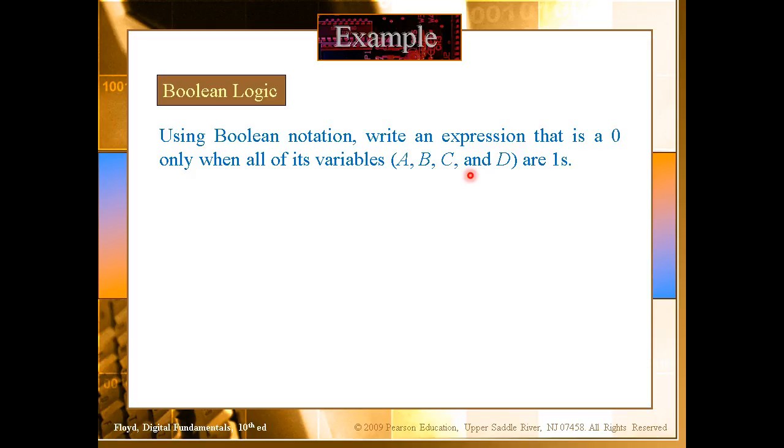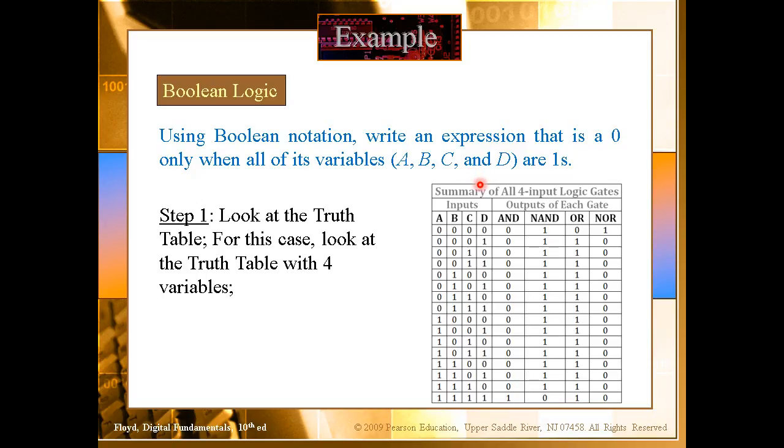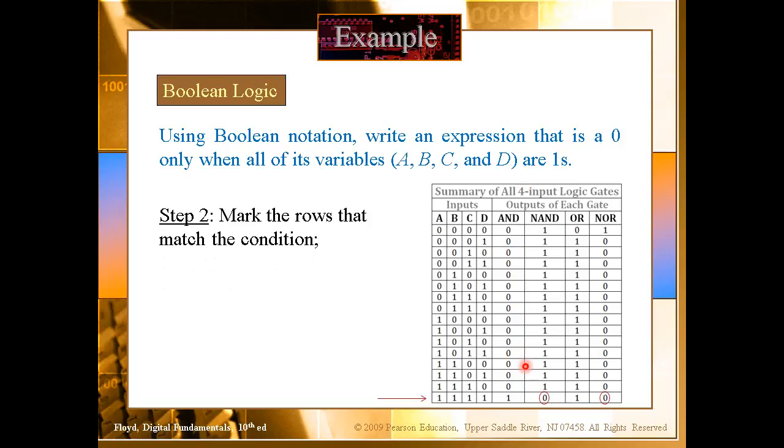Remember, I gave you a table where you have all the gates, like I'm talking about this one. You already have it, right? So I just brought it here. So let's first look at the truth table. For this case, look at the truth tables with all 4 variables. Now, what the question said is that the output is 0 only when all of the variables are 1s. First of all, I'm talking about the very last row, right? Because that is the row where all of the inputs are 1. See, A, B, C, and D, all of the inputs are 1. And the question said the output is 0, right? So if you look at the very last row here, the output is 0 for the NAND gate, right? Output is 0 for the NOR gate.